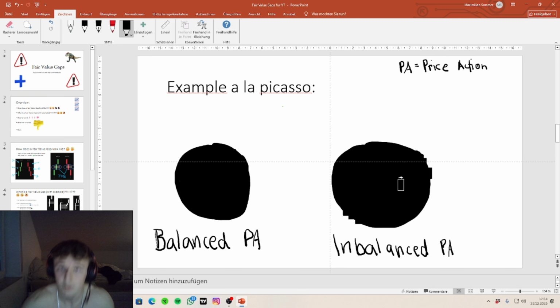This here, you created a gap. The market moves too fast to fill all the space. I swiped way too fast to fill this gap, so I stumbled over it. And what I have to do now, once I've filled everything here, is come back and fill this fair value gap in order to keep going.